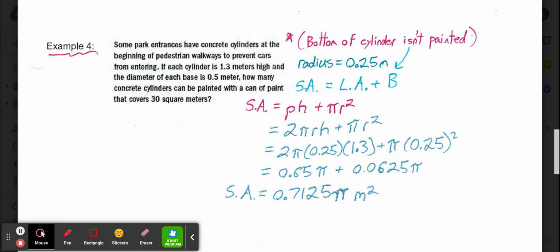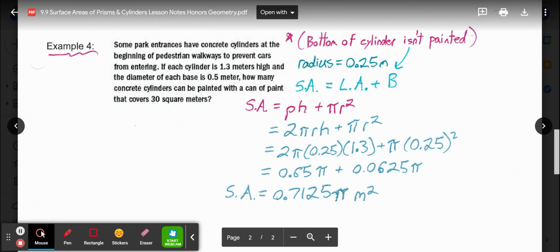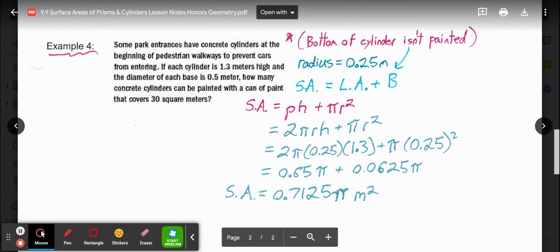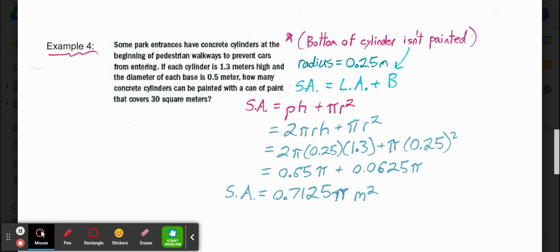So, putting that to use. Example 4. Park entrances have concrete cylinders at the beginning of a pedestrian walkway to prevent cars from entering. If each cylinder is 1.3 meters high and the diameter of each base is 0.5 meters, how many concrete cylinders can be painted with a can of paint that covers 30 square meters?